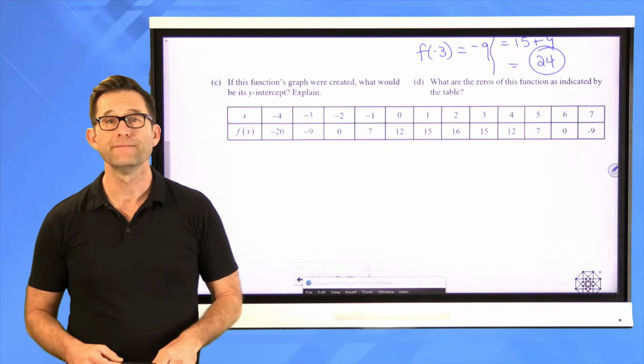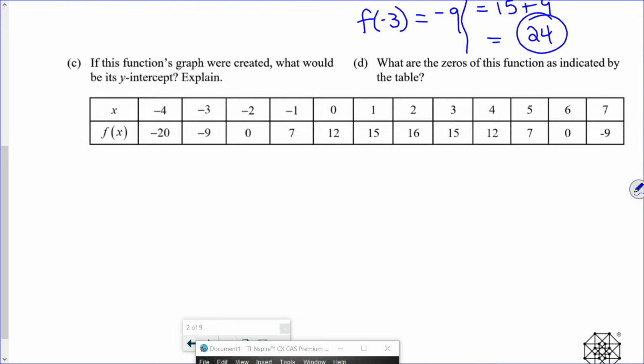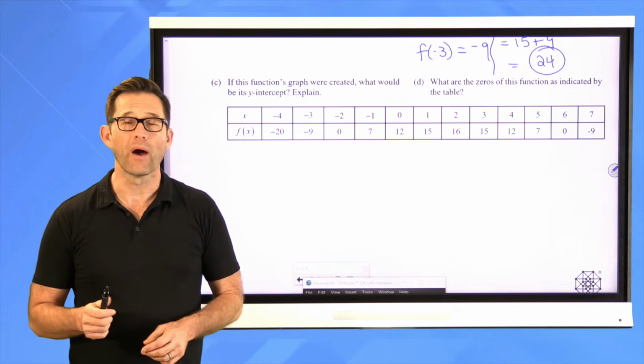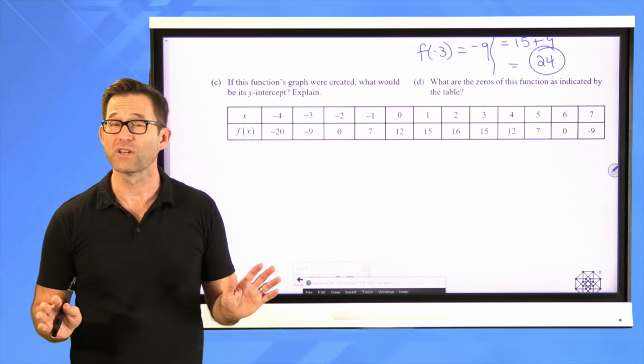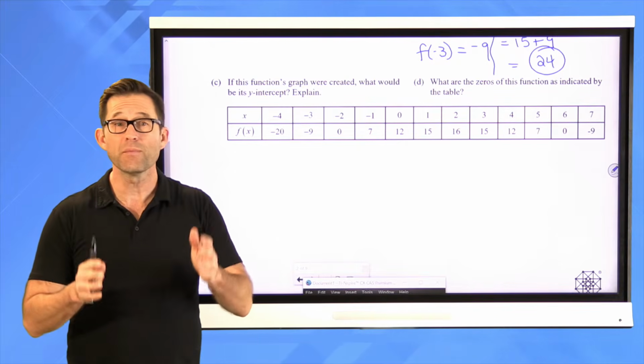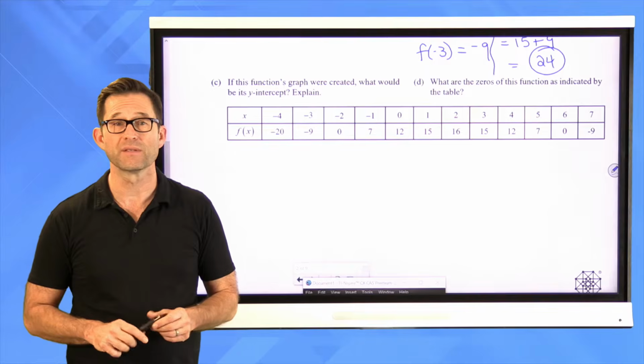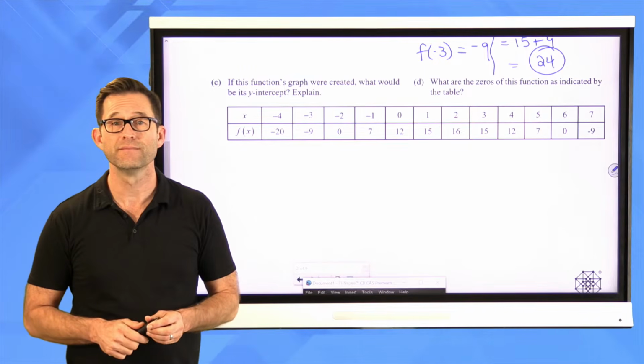Letter C. If this function's graph were created, what would be its y-intercept? Explain. All right, so what I'd like you to do is pause the video and see if you can figure out, you shouldn't need to plot this function, and please don't. You should be able to tell just by looking at the table what the function's y-intercept is. Pause the video and do that for a moment.